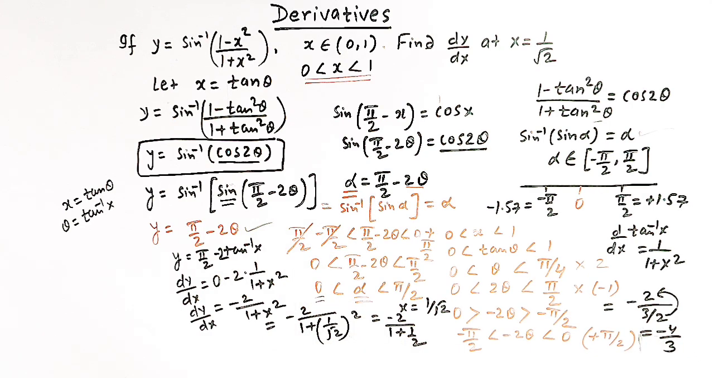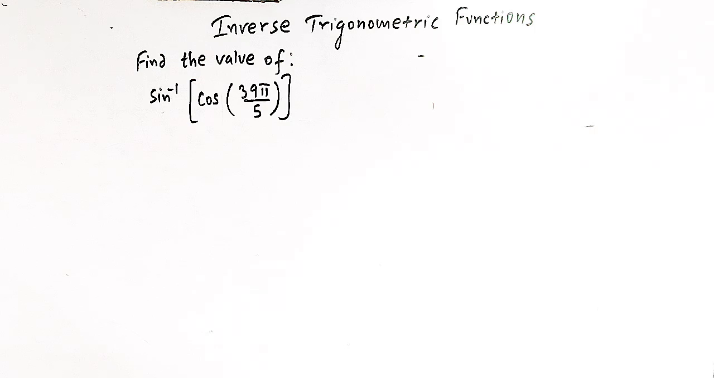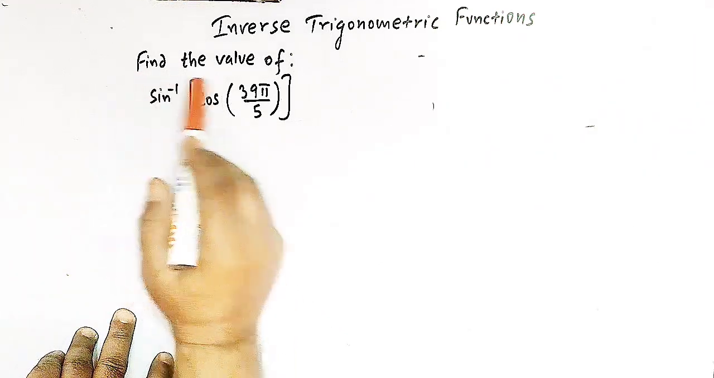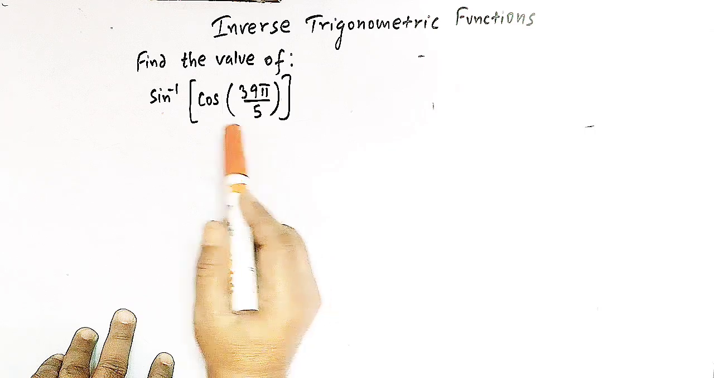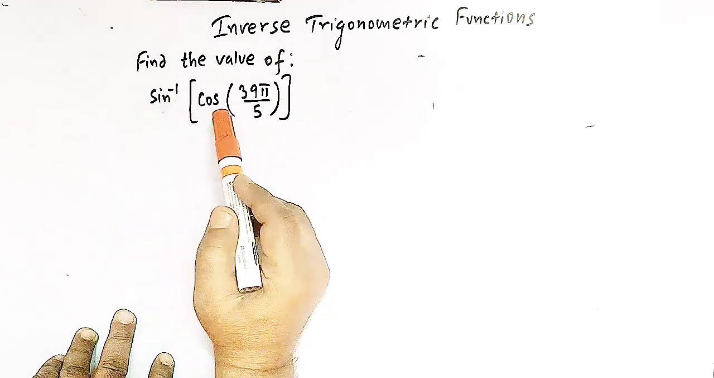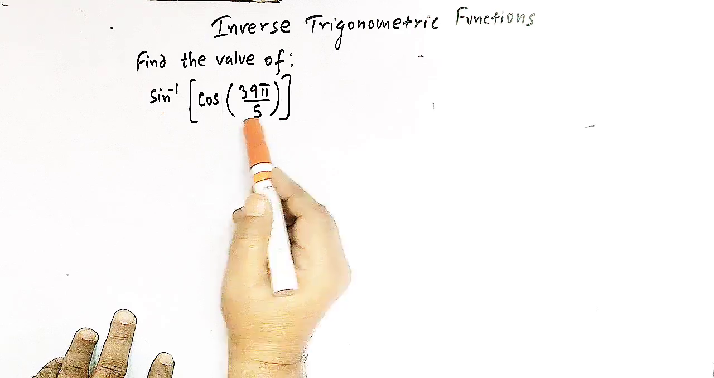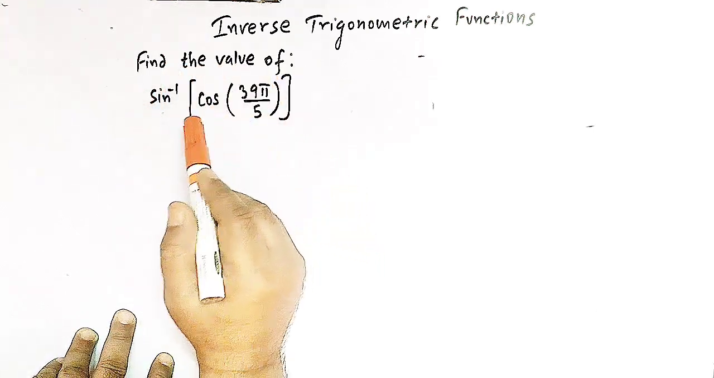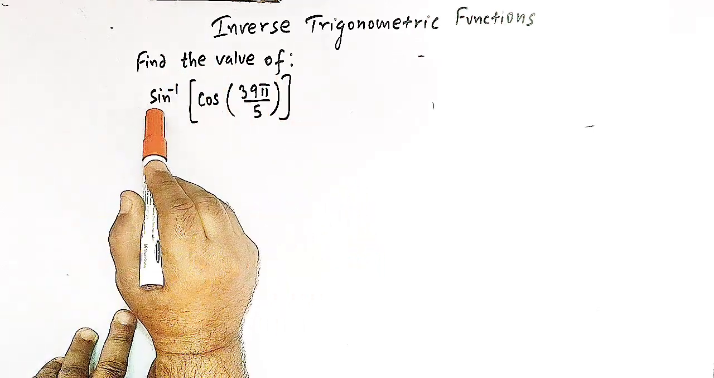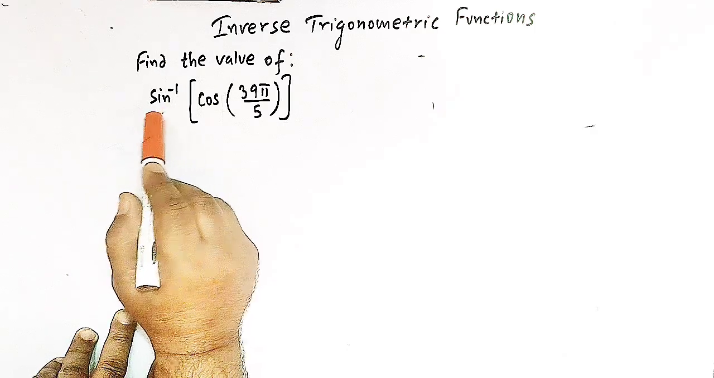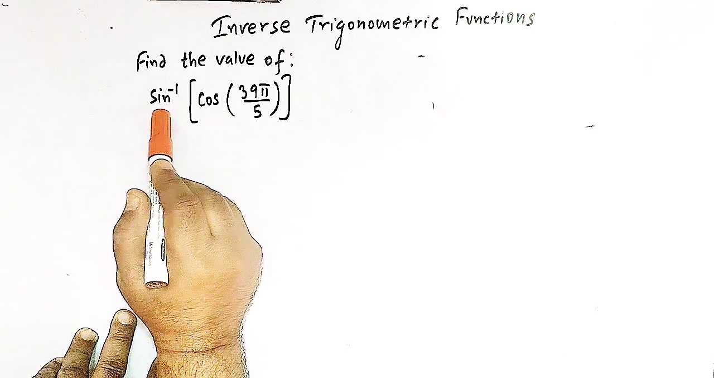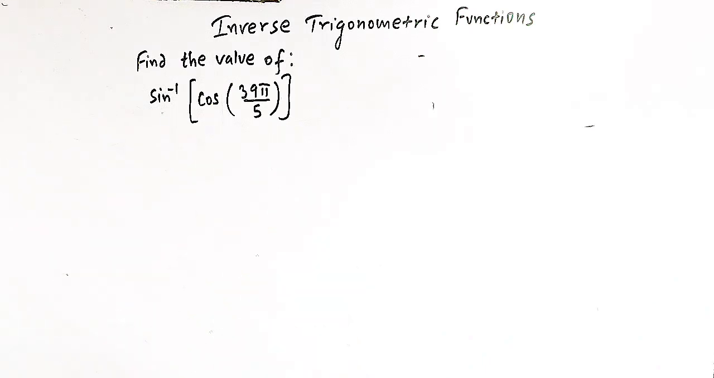Hello viewers, in today's session we are going to discuss an important problem from inverse trigonometric functions, and here we have to find the value of this expression, that is sine inverse of cosine of 39 pi over 5, right? So we'll see how we can find out the value of this expression using the principal value branch of inverse sine function, right? So let us start.